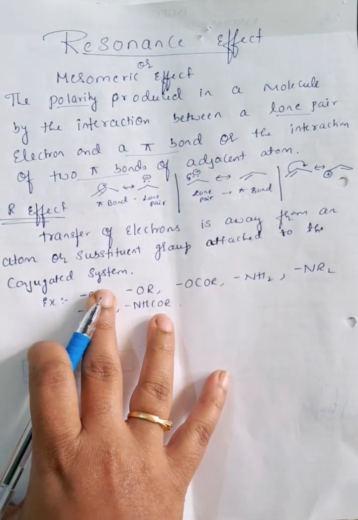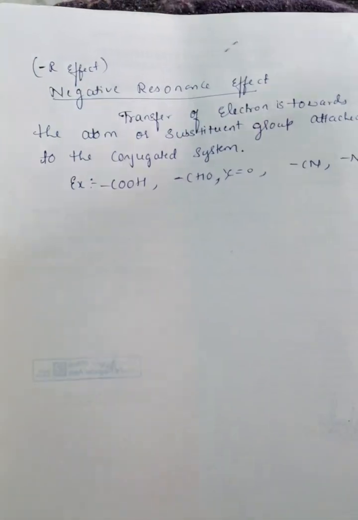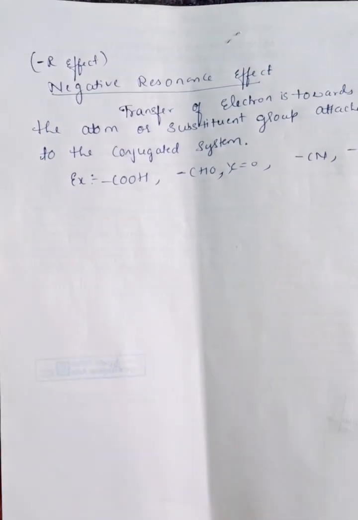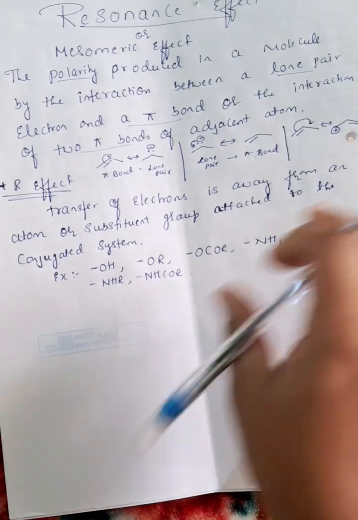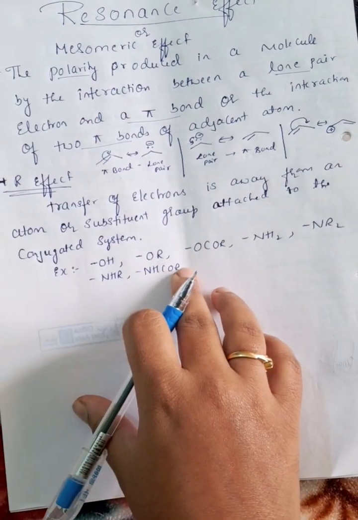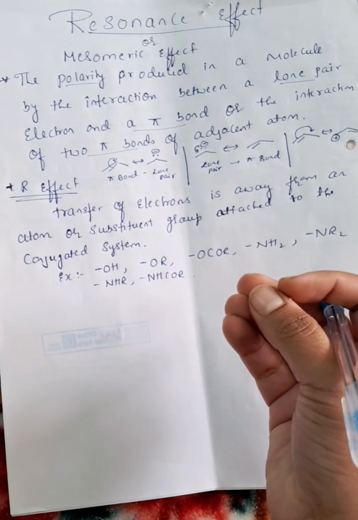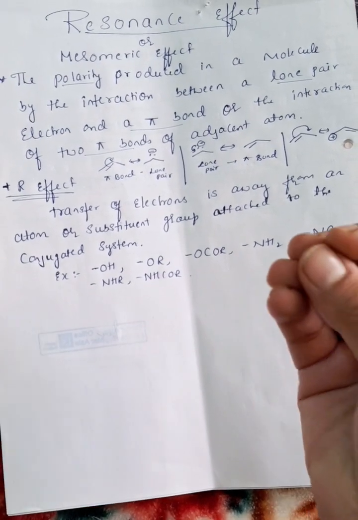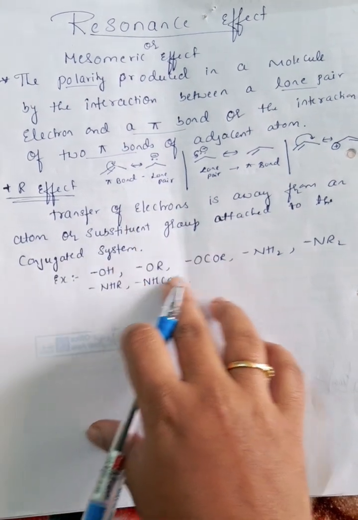Okay, so now we have two types of resonance effect. One is plus R effect and one is minus R effect. So what is this plus R and minus R effect? Actually, if you see, there are certain groups which will be attached over the benzene ring. So suppose if these groups are electron donating groups, they are going to donate the electron towards the benzene ring, then they will create a plus R effect. So these are the examples.